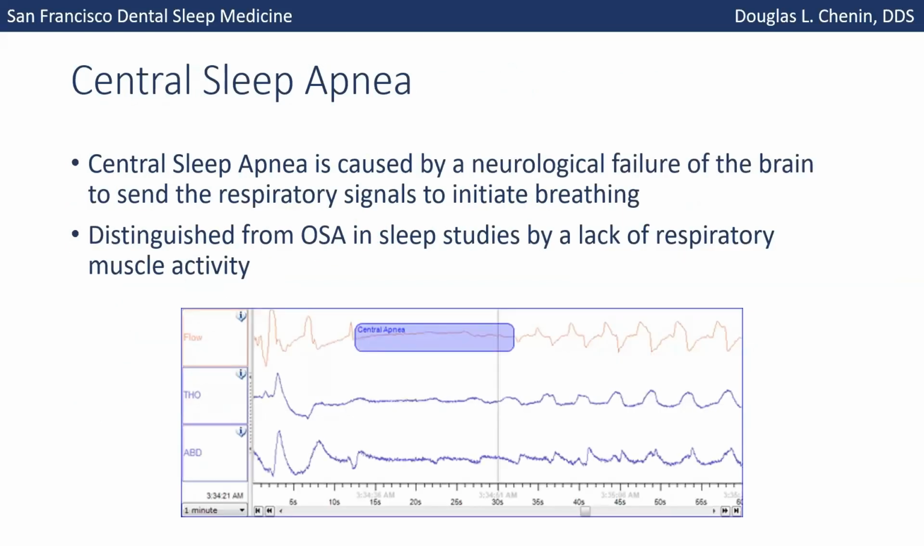Central sleep apnea is something totally different. This is when there's just not a signal, so it's less dependent on the obstructive nature. And so, just to point that out, we're not talking about central sleep apnea in this lecture. We're talking about obstructive sleep apnea.